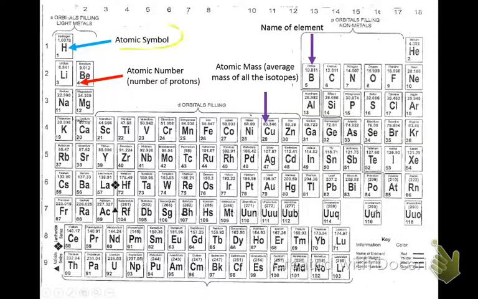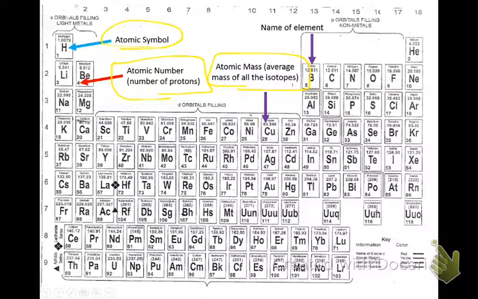The atomic symbol is the big letter in the box. Then you have the atomic number, that's the little number in the corner. The atomic number, for example, Be, which is beryllium, is 4. Average atomic mass is the big long number.